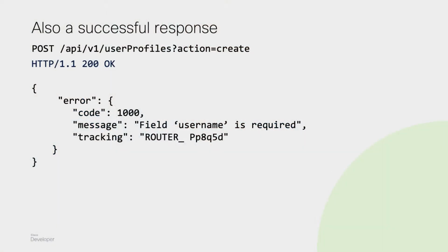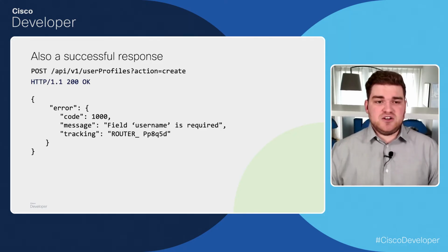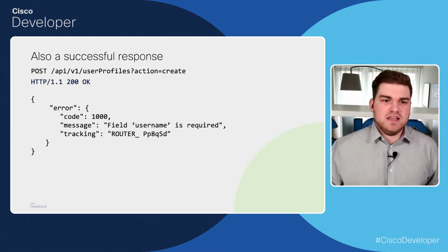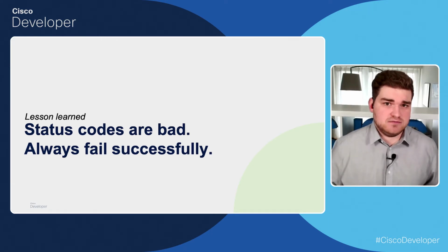So instead of sending back the proper status code, let's send back a 200 OK all the time, right? Every request comes back as a 200 OK, which will now force the user to always check, was it actually a successful response? Or did the request fail and it just came back with the status code, which of course is a bit of a hassle. Huh? So status codes are bad. We always want to fail successfully.